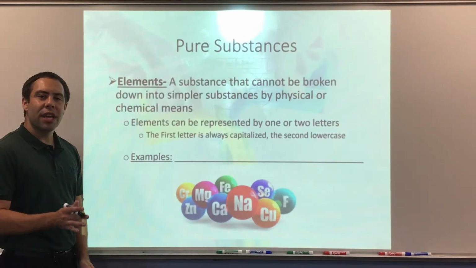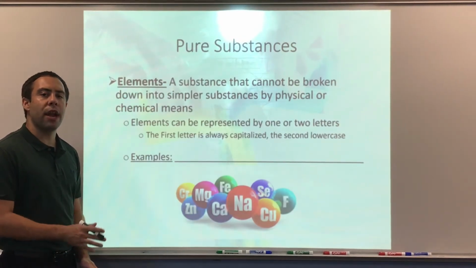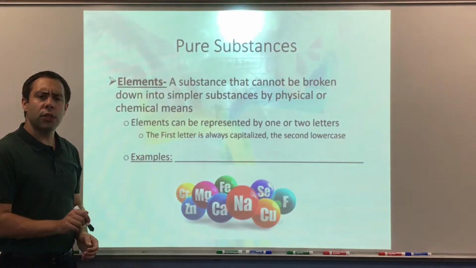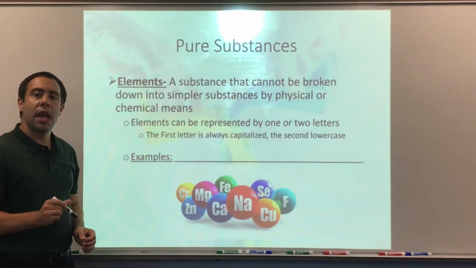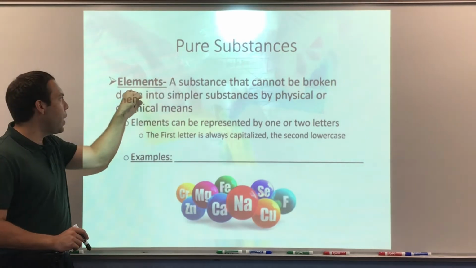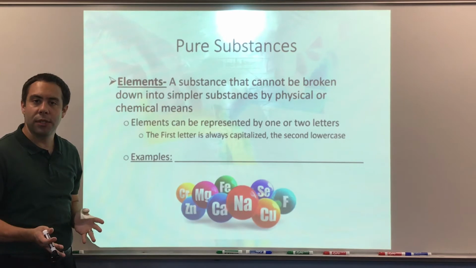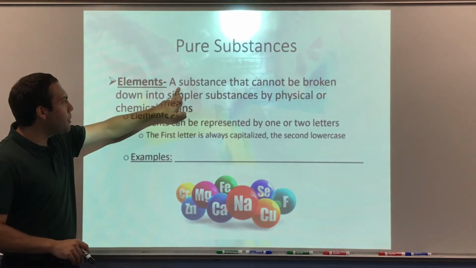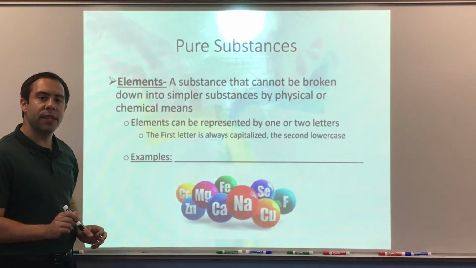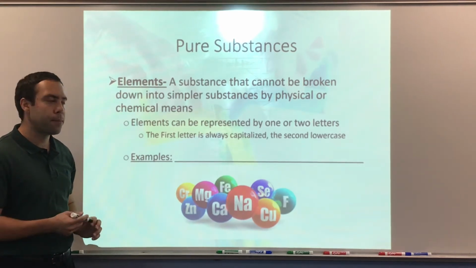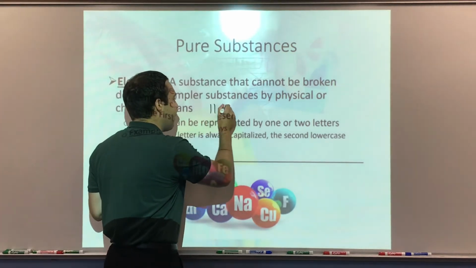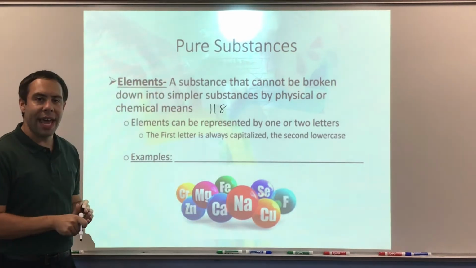Now, matter can be broken down into two subcategories: pure substances and mixtures. We're going to start off with pure substances. Pure substances can be broken down even further into elements and compounds. An element is a substance that cannot be broken down into simpler substances by physical or chemical means. There are 118 elements on the periodic table.